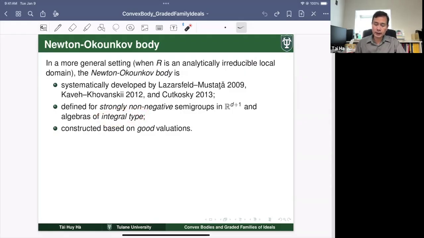And the important thing is that Newton-Okounkov bodies are constructed based on good valuations. I'm not giving you the definition of good valuation right now. At the end of the talk, if you're interested, I can give you the definition. But these good valuations are technically quite hard to understand.